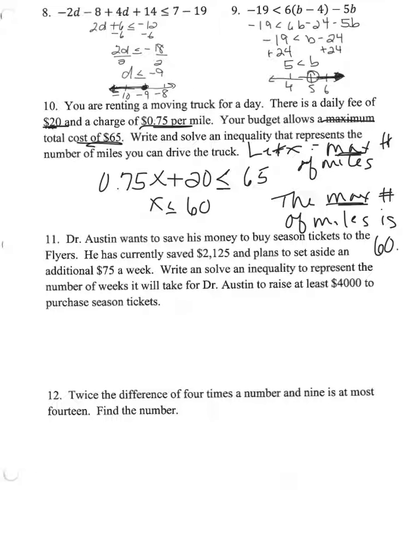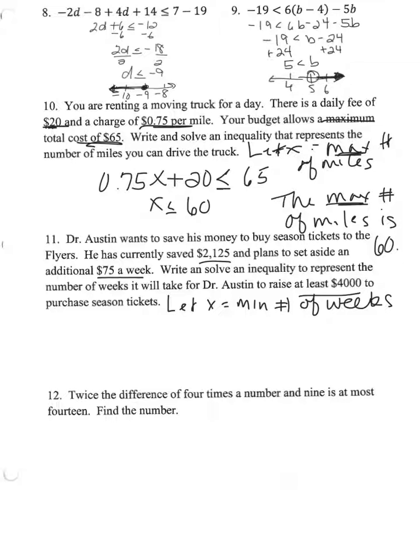So in this next one, Dr. Austin wants to save his money to buy season tickets to the Flyers. Currently has saved $2,125 and plans to set aside an additional $75 a week. Write and solve an inequality that represents the number of weeks it will take for him to raise at least $4,000. So let x equal minimum number of weeks, or least number of weeks.